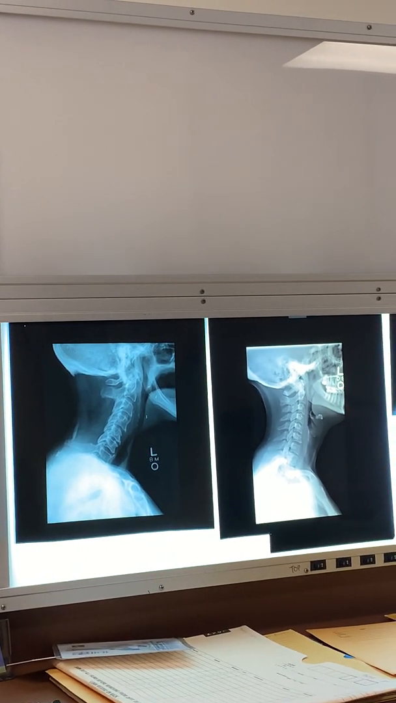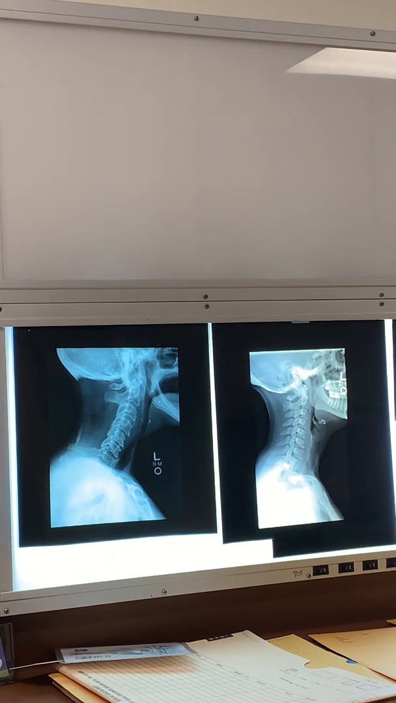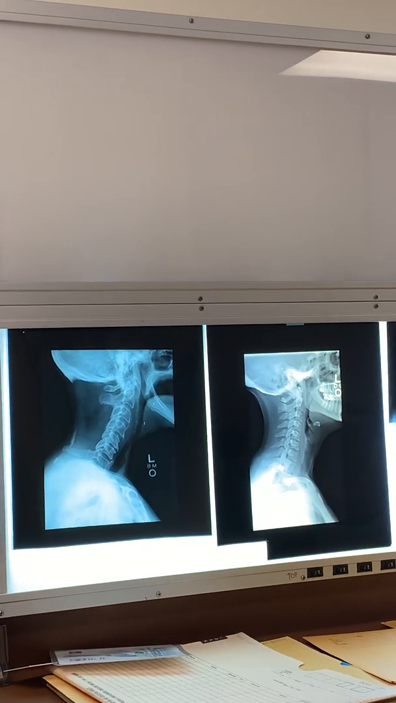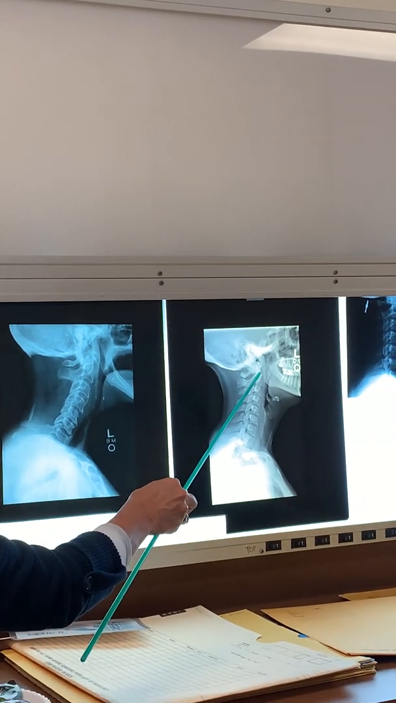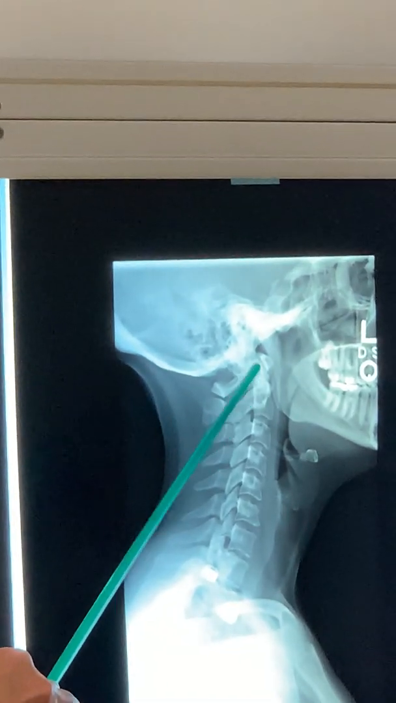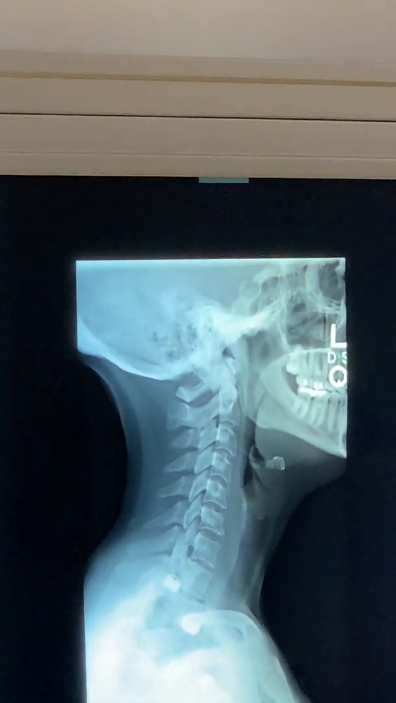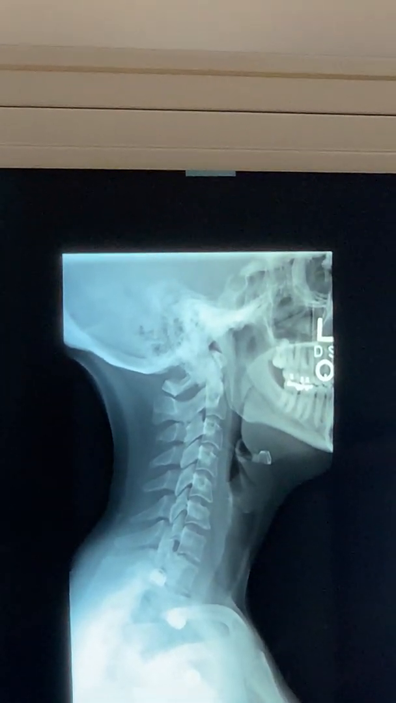Registry question. Besides the Fuchs and the open mouth odontoid, the other way you can see the odontoid process well is in a lateral projection. You just see a lateral view of it. See it coming up here, the odontoid process.